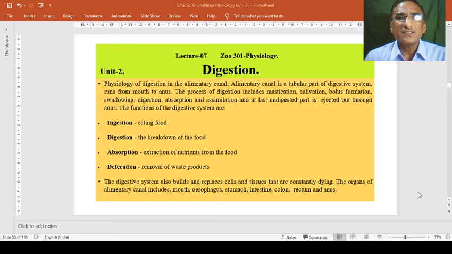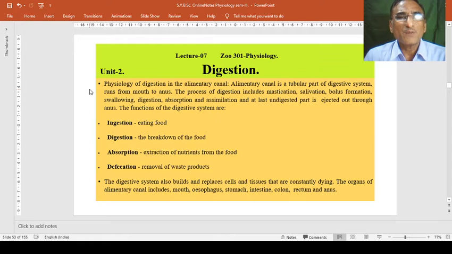Now, in this lecture series of physiology, we will start our next lecture, which is on the physiology of digestion. So this is our unit two, digestion. Digestion means conversion of complex food material into simple food, which becomes easy for absorption in the intestine. So this is digestion.